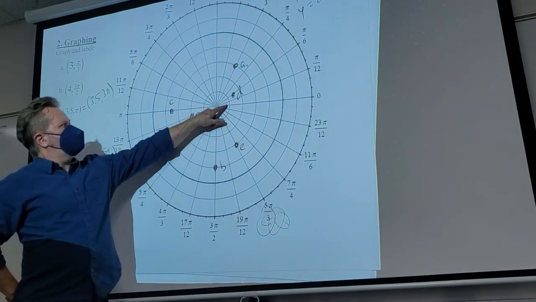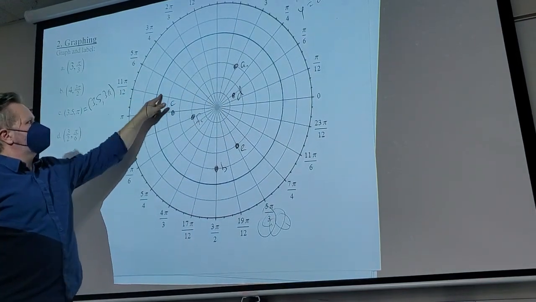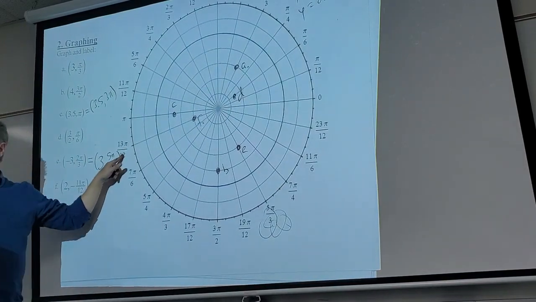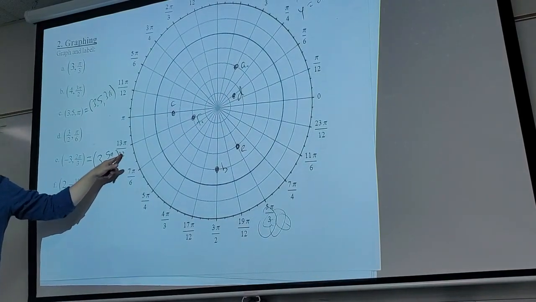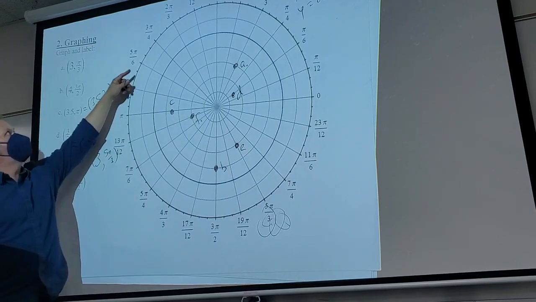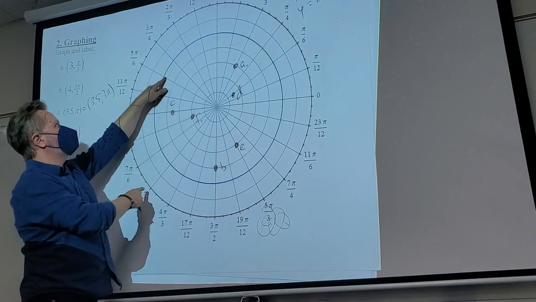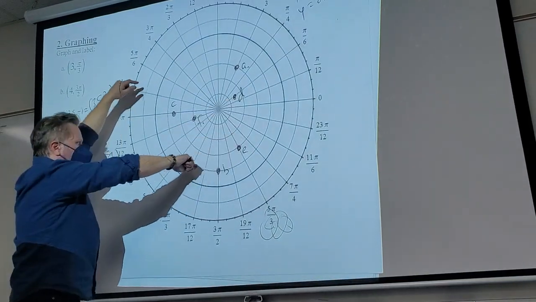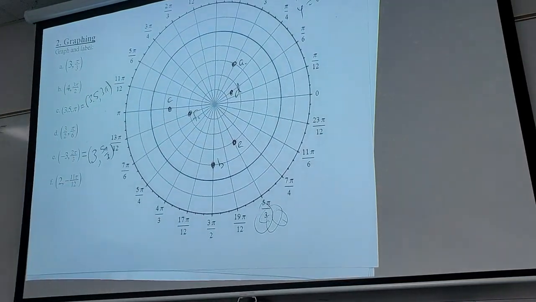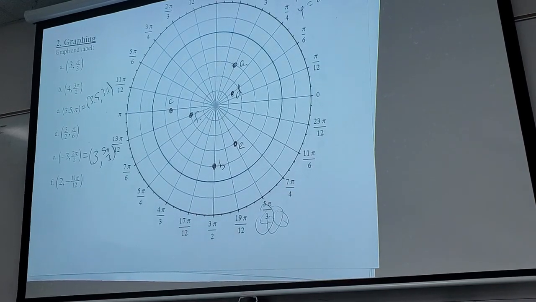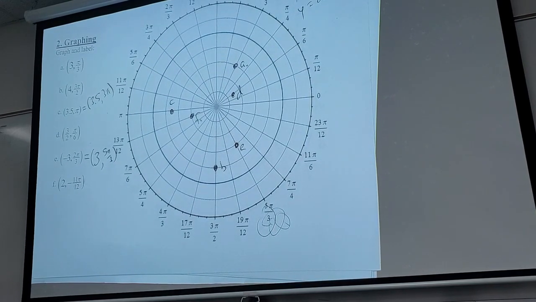Yeah, if positive 11 pi over 12 is this, negative 11 pi over 12 is going through the same angle, so I would stop here. So if I want to go negative 5 pi over 6, I would just go there. So 5 pi over 6 is there, negative 5 pi over 6 is the mirror image, because I'm just turning the opposite direction. Okay.